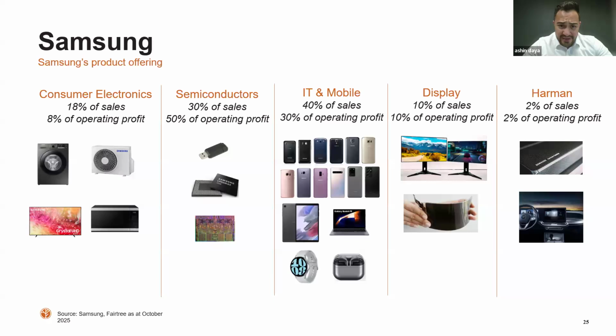They've got a display business, which predominantly produces display panels, which go into monitors and mobile devices and laptops and the like. And then more recently, they've purchased the Harman business, and the Harman business provides infotainment systems, which go into, and are increasingly going into, new vehicles.